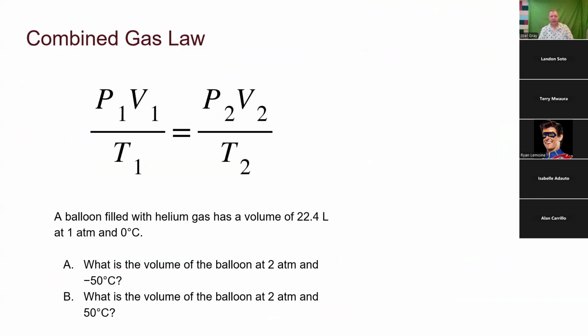Okay, so that's what's going on here with this equation, this work right here. Now that's what the combined gas law is, where you are changing two variables. We're looking at what is the volume after we change both the pressure and the temperature.